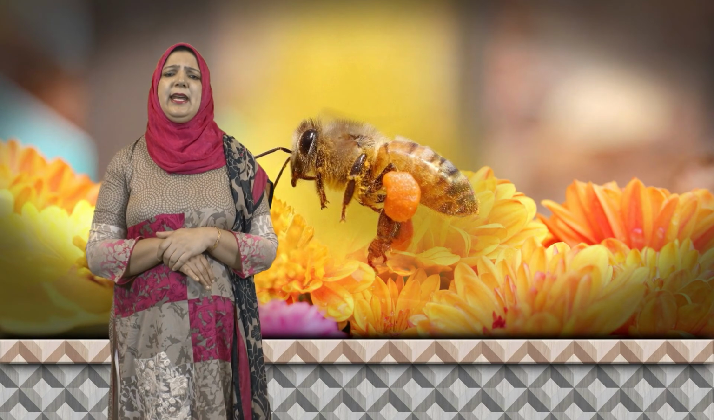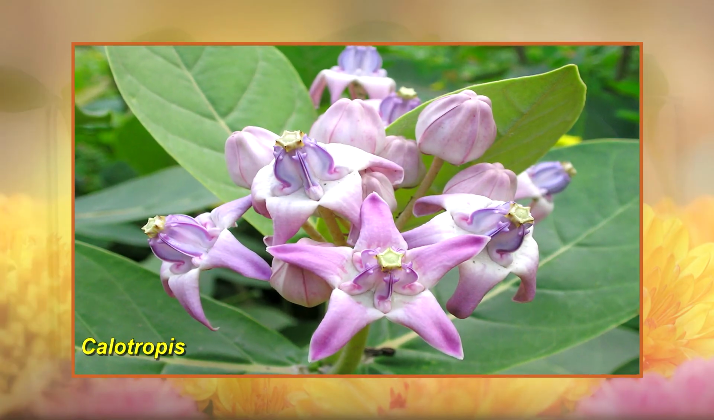Pollen grains in insect pollinated flowers are produced in small numbers in comparison to the wind pollinated flowers. Their pollen grains are sticky and rough so that they are held on the legs or wings of the insects. In Calotropis, pollen grains occur as pollinia.